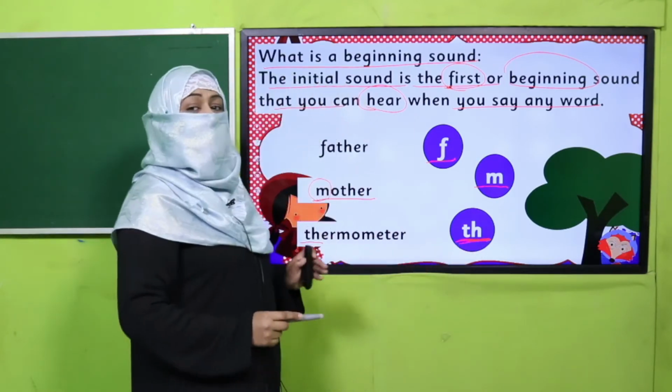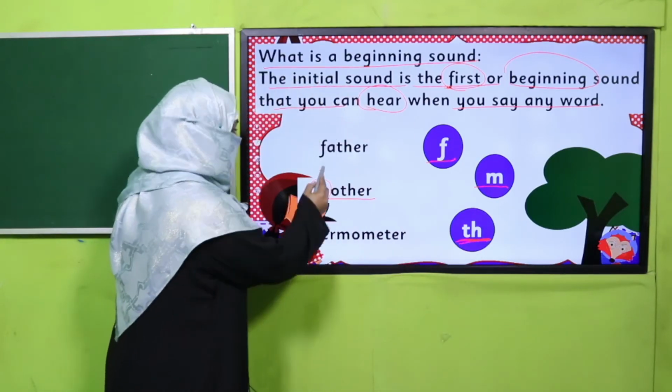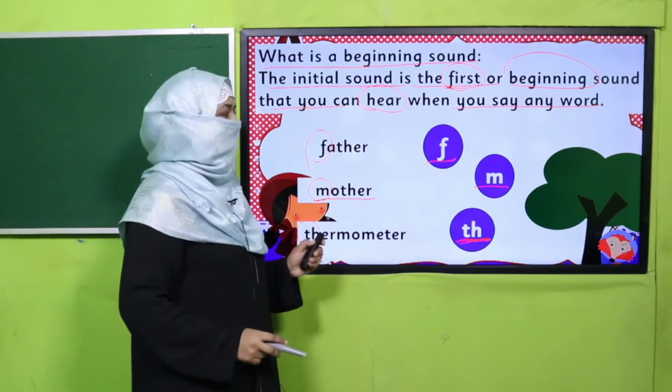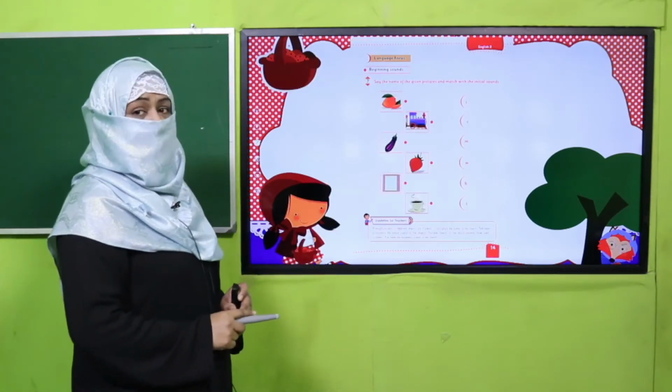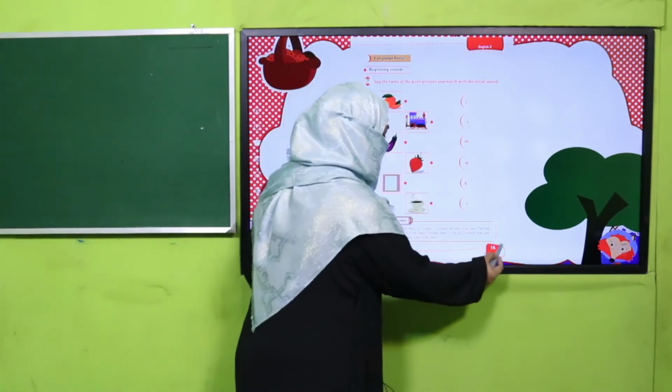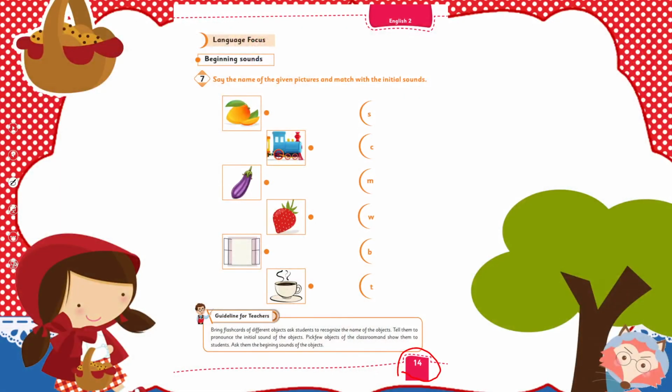All right, so this is how we identify the initial sounds. Remember? Okay. So it's time for practice. All of you open your book on page number 14. What you'll do? Say the name of the given picture and match with the initial sound. Now here words are not given. You'll have to say the name of this picture and then match it with the initial sound. Okay, one I'll do for you.